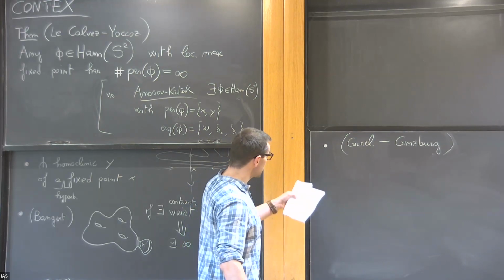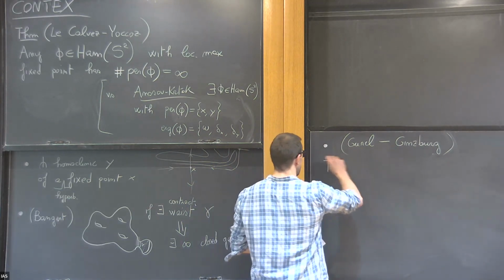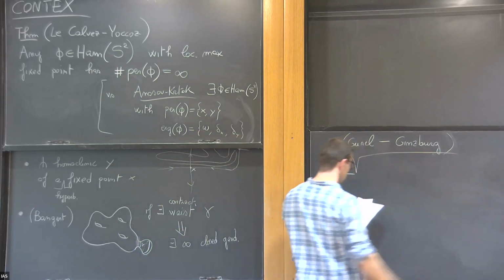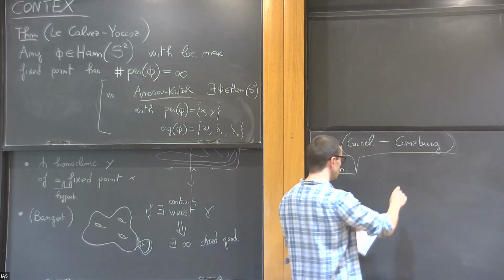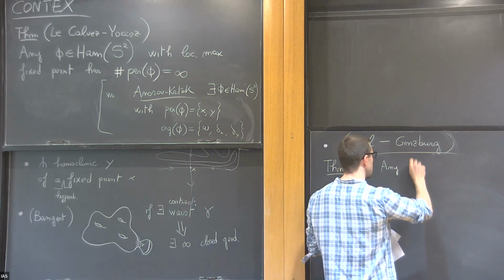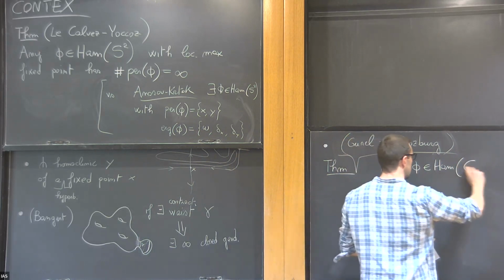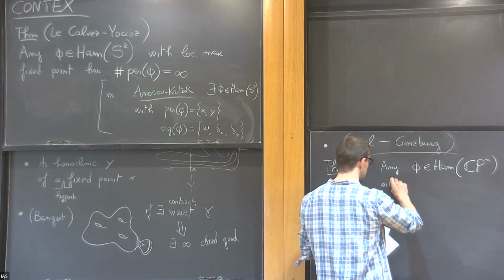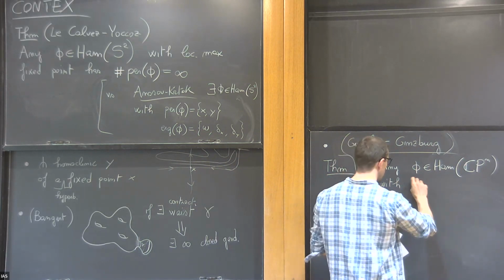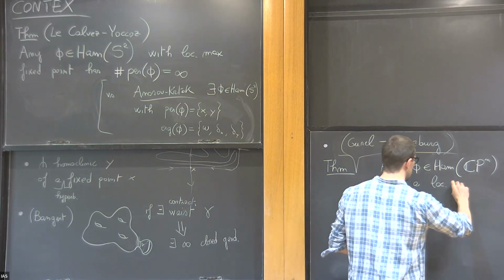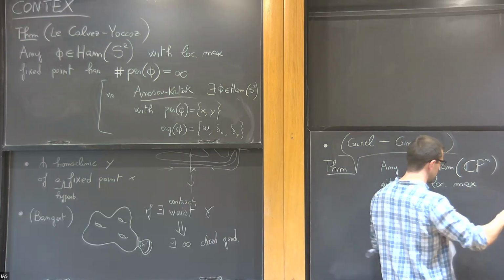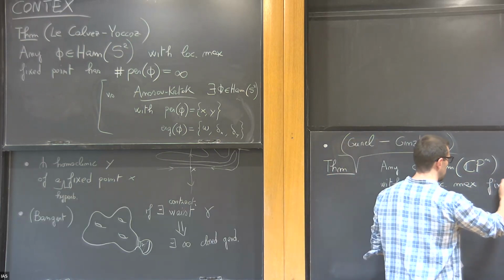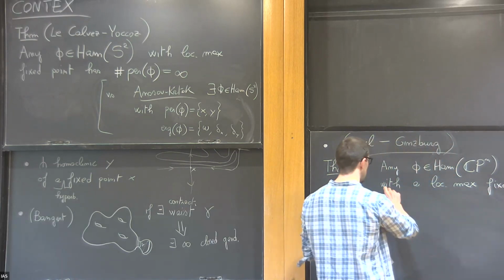Right. So in high dimension, Ginzburg and Gurel proved this theorem, which I really like, about 12 years ago, perhaps. They proved this for CPn. Any Hamiltonian diffeo of CPn with a locally maximal fixed point has infinitely many periodic orbits.